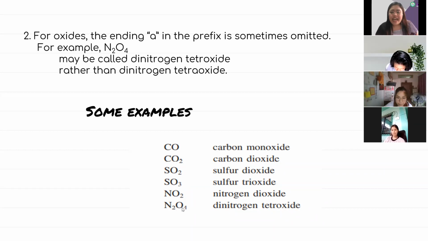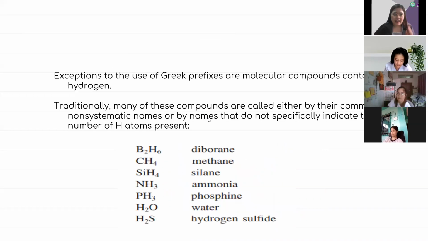And then we have the N2O4, syempre dinitrogen. And again, please omit letter A if oxygen yung next na element. Dili nato siya tawagon og tetraoxide, instead tetroxide. Or if it's 5, then we don't call it pentaoxide, we call it pentoxide. Please omit the letter A.